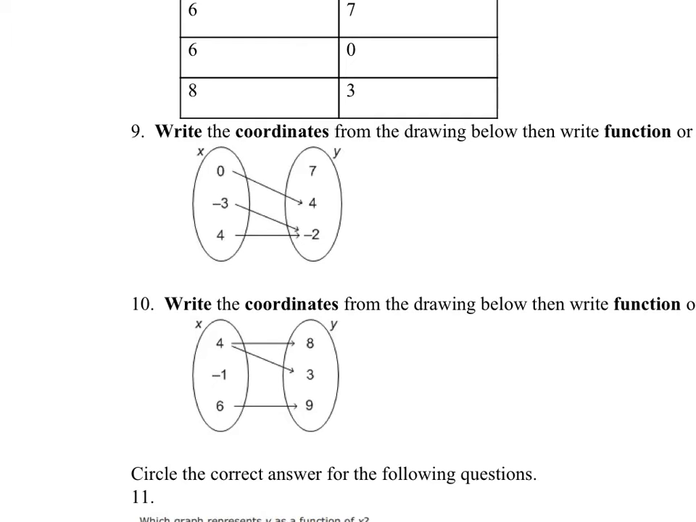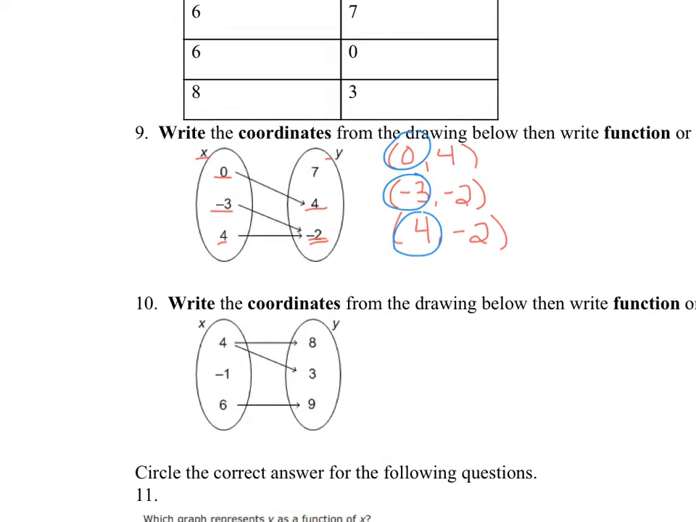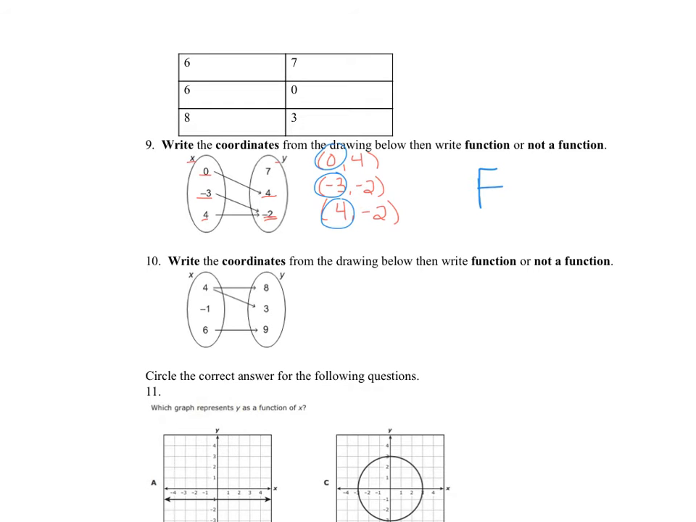So I'm going to write down all of the coordinates that go with number 9. Okay, so this is my x, this is my y. So one of my points is 0, 4. Another point is -3, -2. And my last point is 4, -2. Okay, so I see that I have two -2's, but those are the y values, so that doesn't matter. I'm still just looking at those numbers. Since none of those repeated, that would be a function.